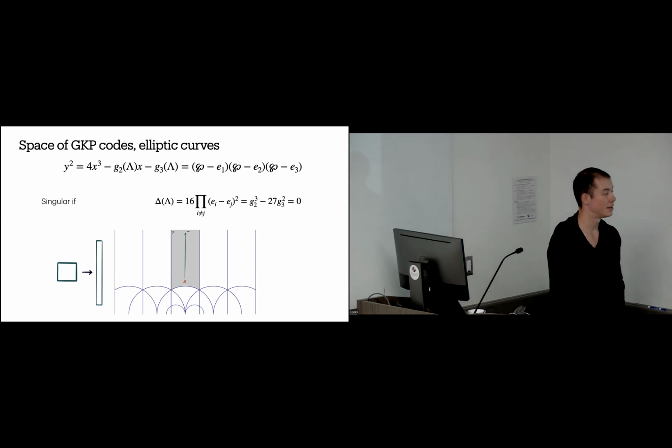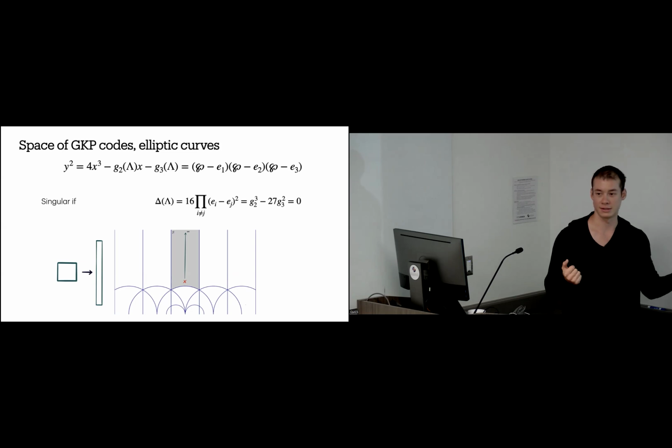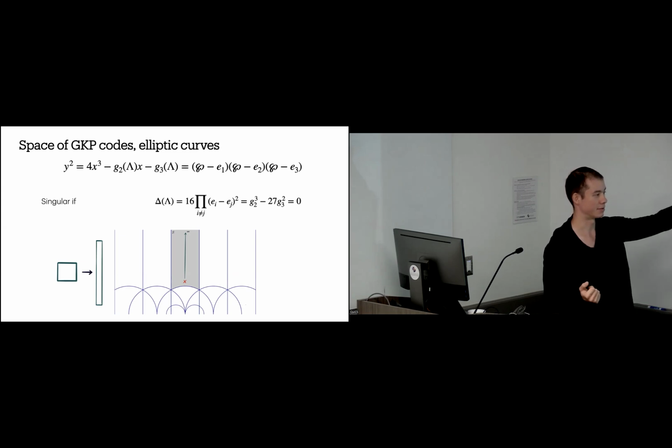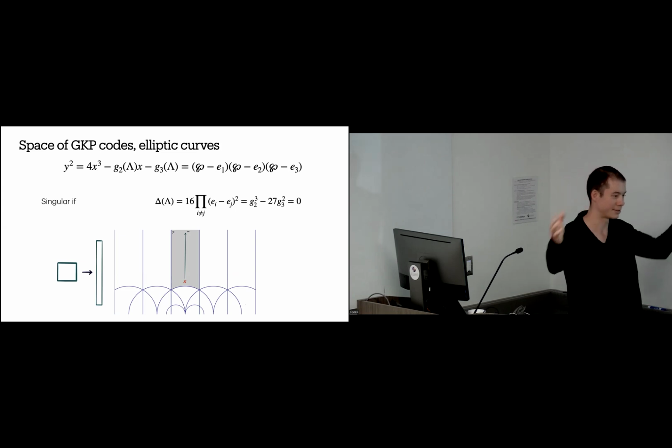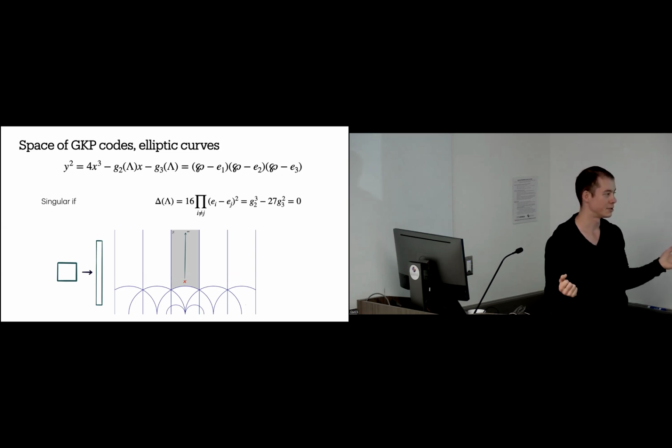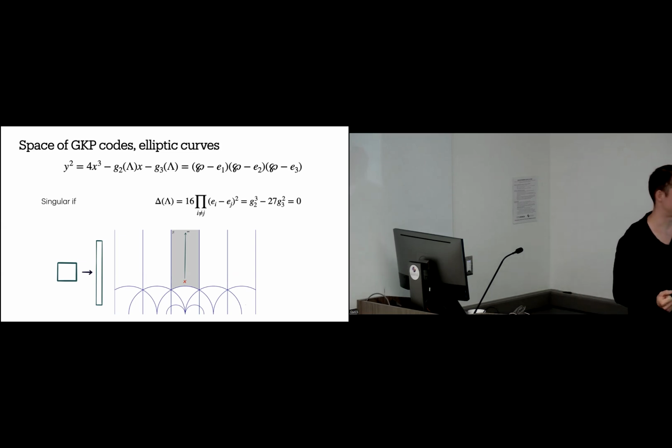So now back to the example, the lattice is singular, singular meaning degenerate, meaning that the distance of the GKP code is 0 if this discriminant modular function is 0. So if we go back to the previous parameterization that we had as one of these complex parameters, you can think of the following example.